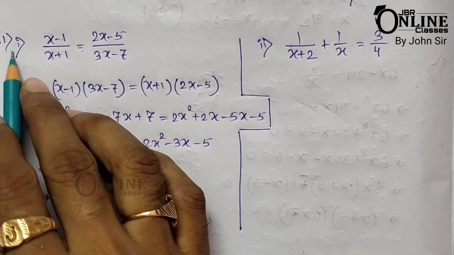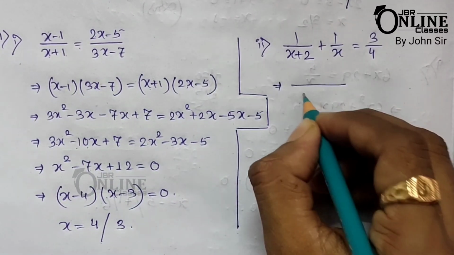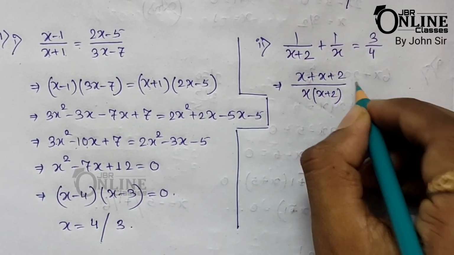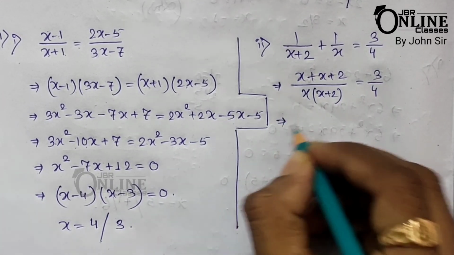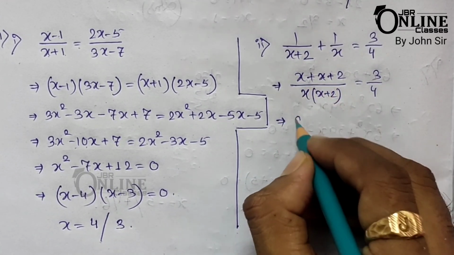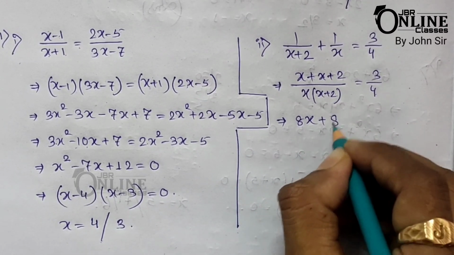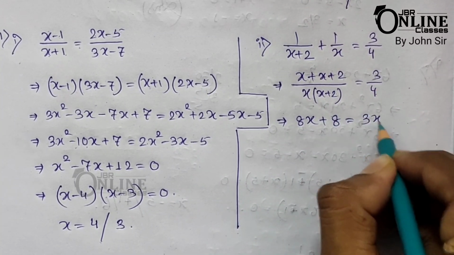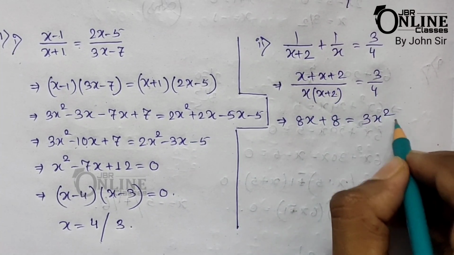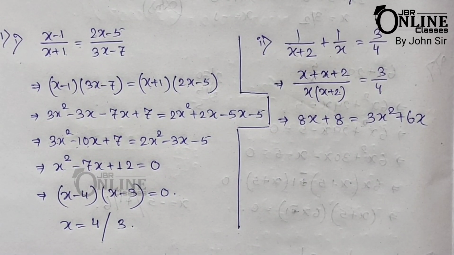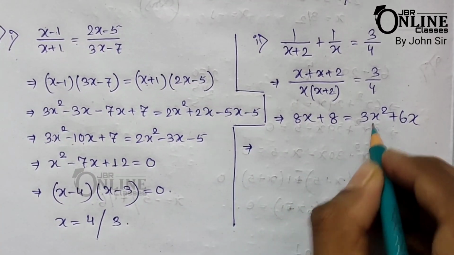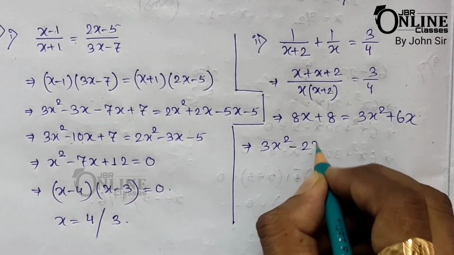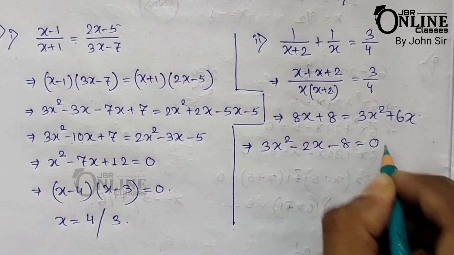Now next 11(2). So here LCM equals x into (x plus 2), and then here (x plus 2) equals 3 by 4. Now cross multiply. So here 4 into 2x becomes 8x, then 4 into 2 becomes 8. Here x into x, x squared, so x squared into 3, 3x squared, then x into 2x, 2x into 3 becomes 6x. So now next here write down 3x squared, then 6x minus 8x becomes minus 2x, then minus 8 equal to 0.